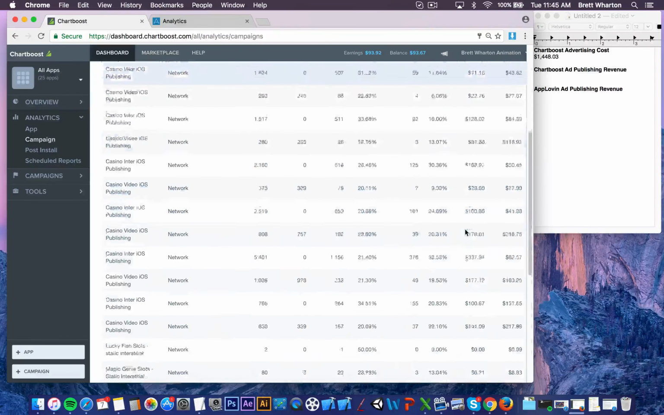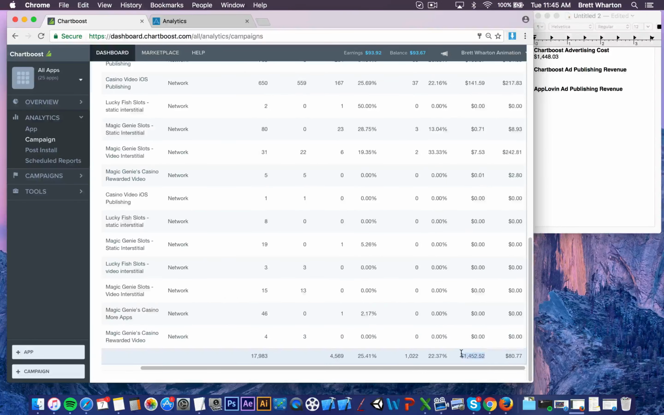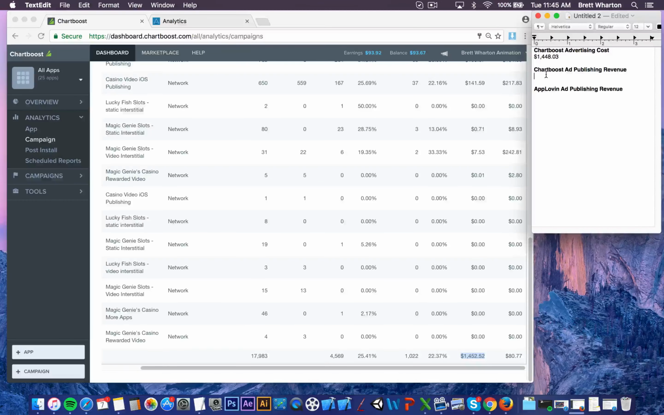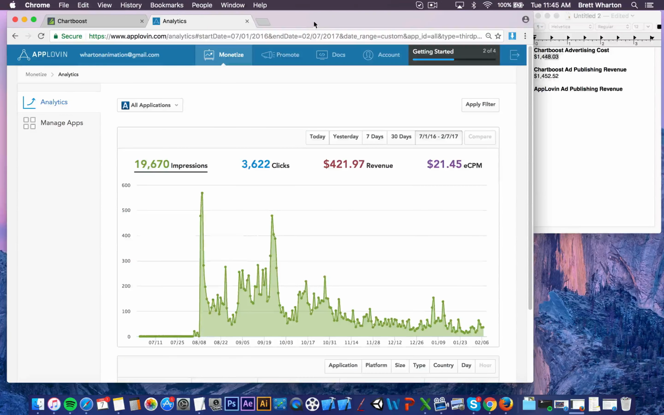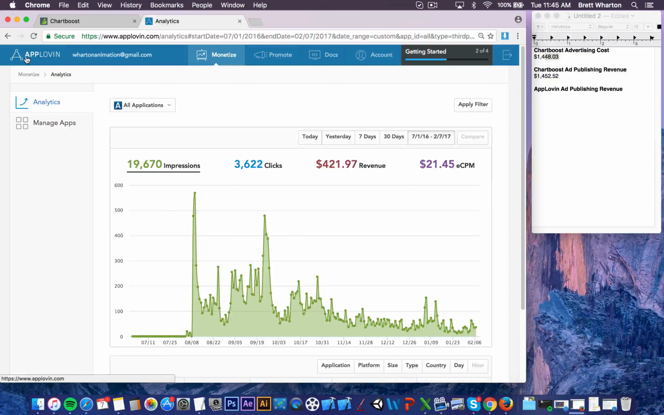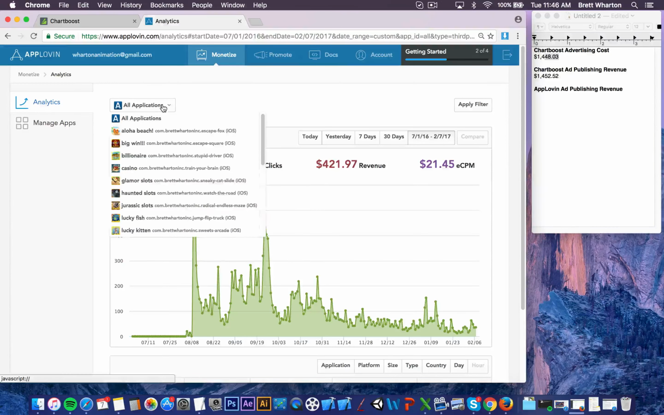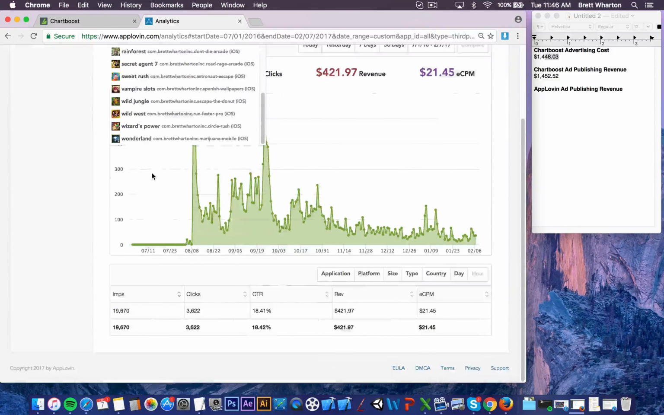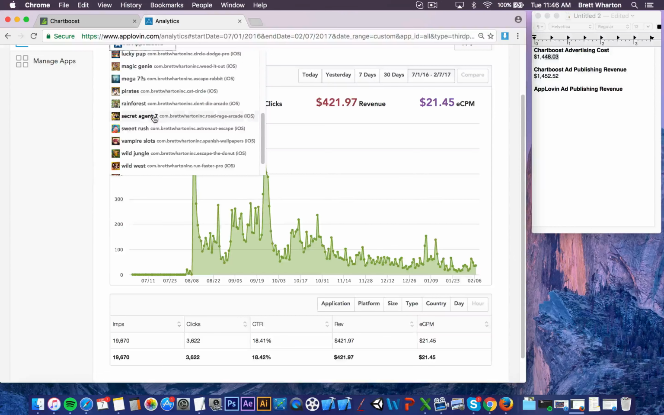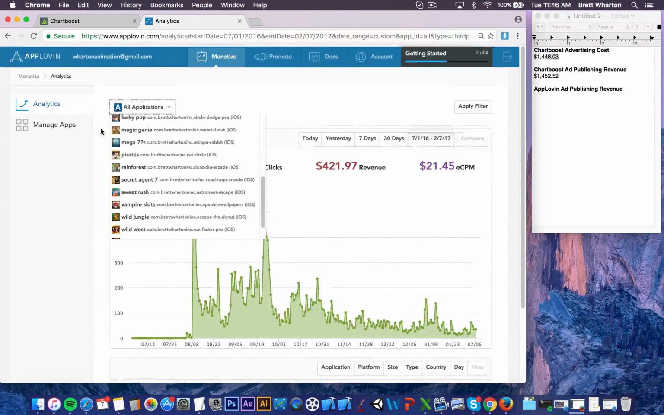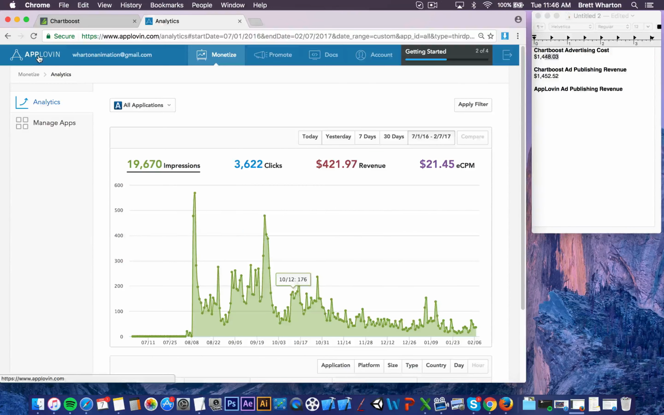This is the money column, so if we scroll down to the bottom, you can see total revenue from Chartboost right here from ad publishing. So it's just slightly higher than the advertising cost. But where I've actually created a profit is on AppLovin. This app and all of my apps, including Sweet Rush Slots, show, here it is, Sweet Rush Slots. All of these apps show AppLovin ads.